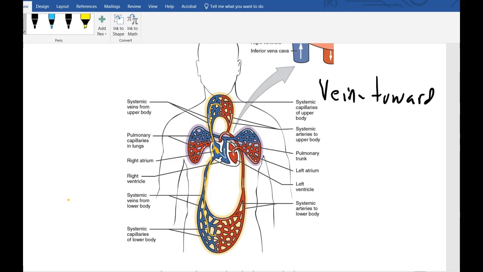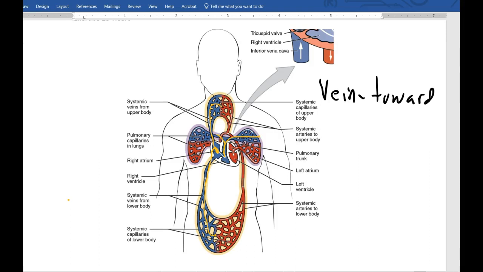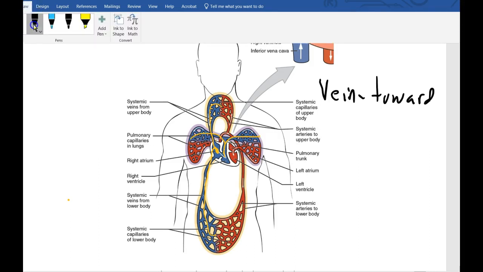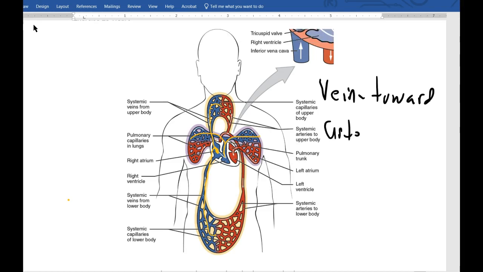Now it has to go out to both of the lungs. So here we have deoxygenated blood flowing away from the heart. If it's going away from the heart, that's an artery. So here and here, those two blue blood vessels are your pulmonary arteries. They're arteries because they're carrying the blood away from the heart, but they're colored blue because it's deoxygenated blood.